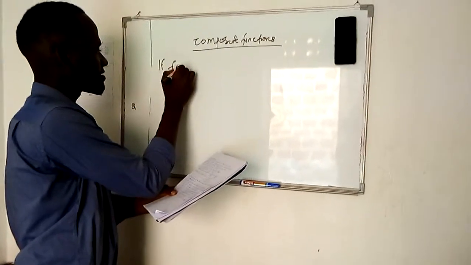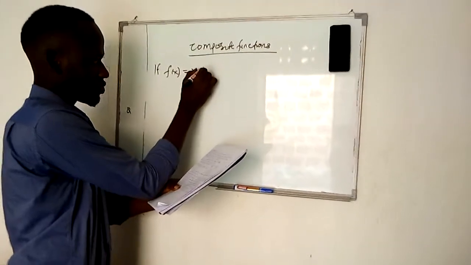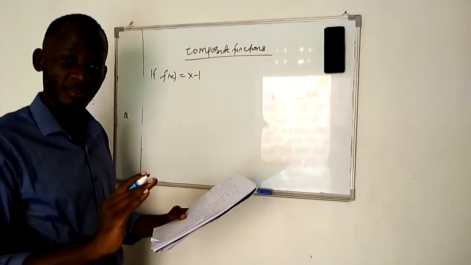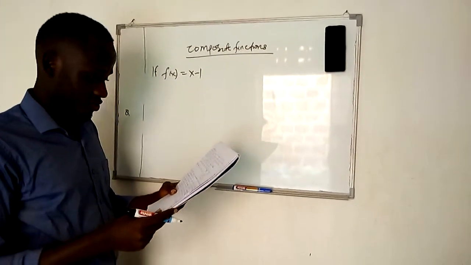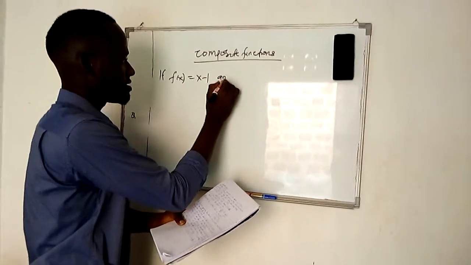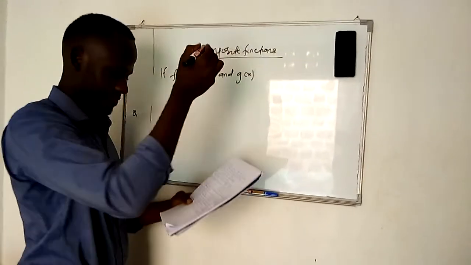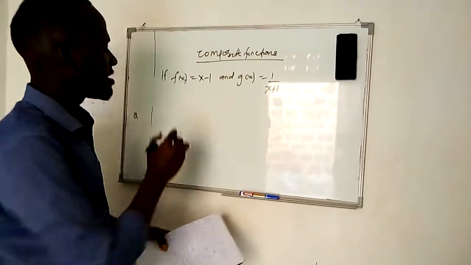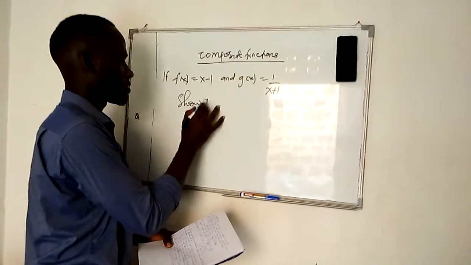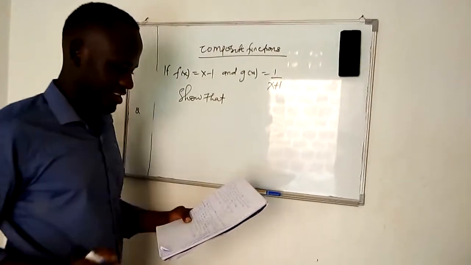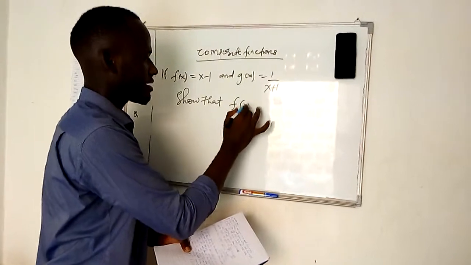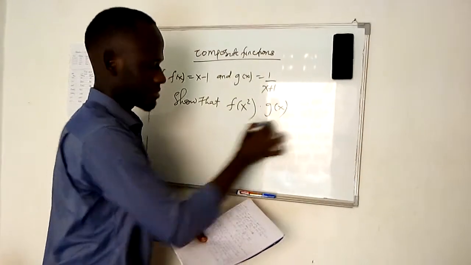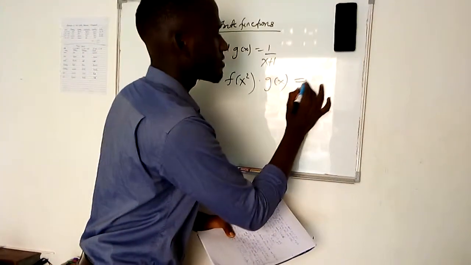If f of x is x minus 1, and g of x is equal to 1 over x plus 1, then they are saying show that f of x squared plus g of x is equal to f of x.